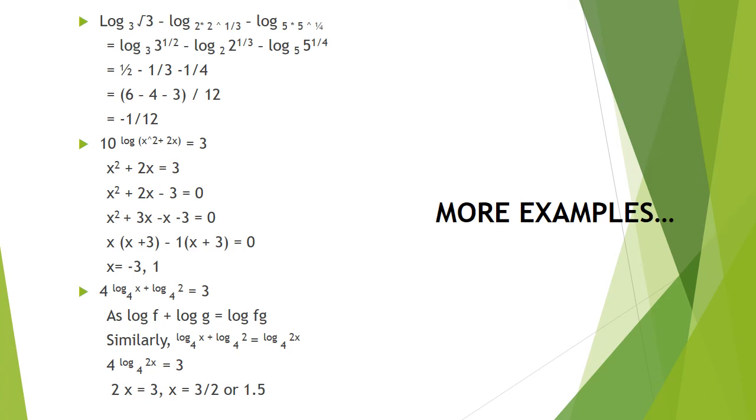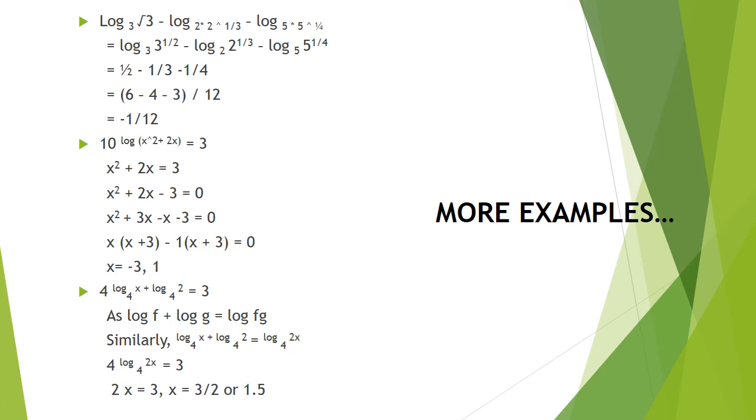Now it's very obvious, when the bases are the same, you have the power as the answer. So 1 by 2 minus 1 by 3 minus 1 by 4. Now by LCM, we get 6 minus 4 minus 3 over 12. So the answer is minus 1 over 12.